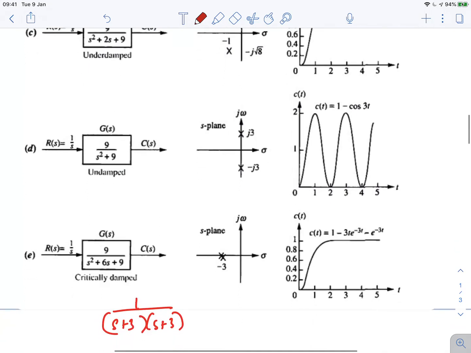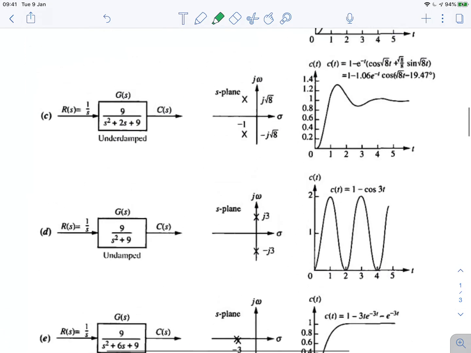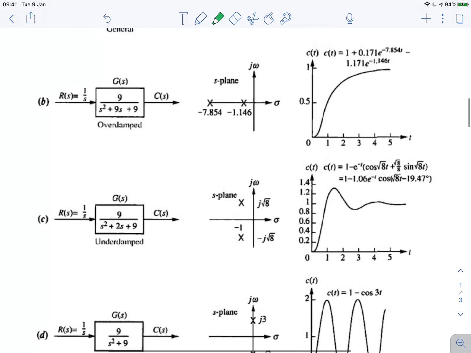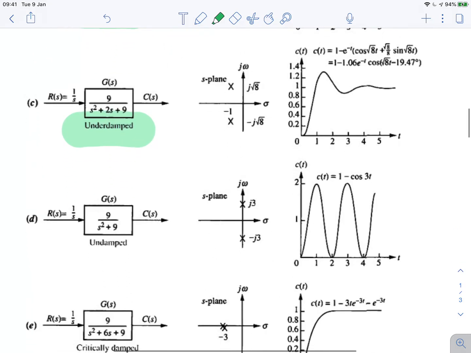If we quickly summarize, we have the types of responses: the overdamped response, and the underdamped response. In the overdamped case the signal is settling at some fixed value, but in the underdamped case it's an oscillatory signal.